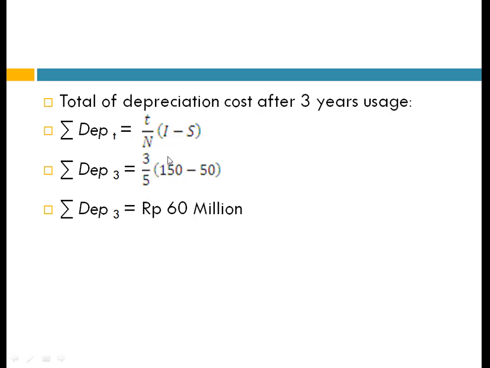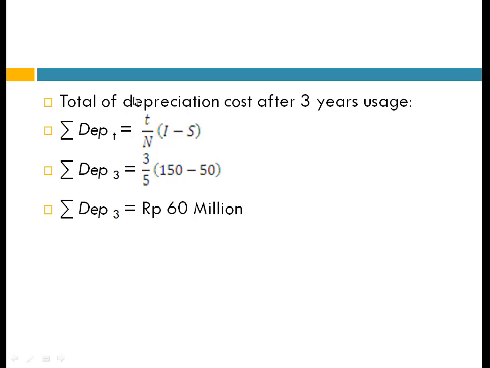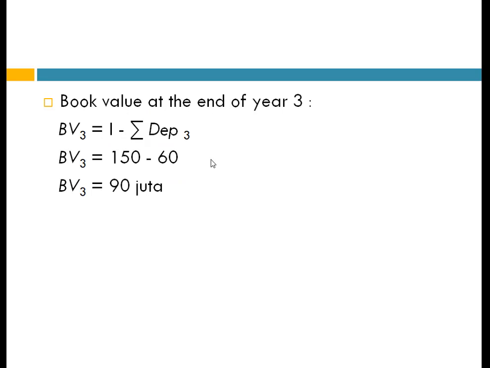Just put 3 multiplied by the difference between the initial investment and the salvage value, divided by 5, and then we got 60 million. Now in year 3 we got 60 million depreciation. You can calculate manually or jump into a direct formula. So there are 2 ways to estimate the total depreciation, using the manual one or just putting in the formula directly. And then we are going to estimate the book value.